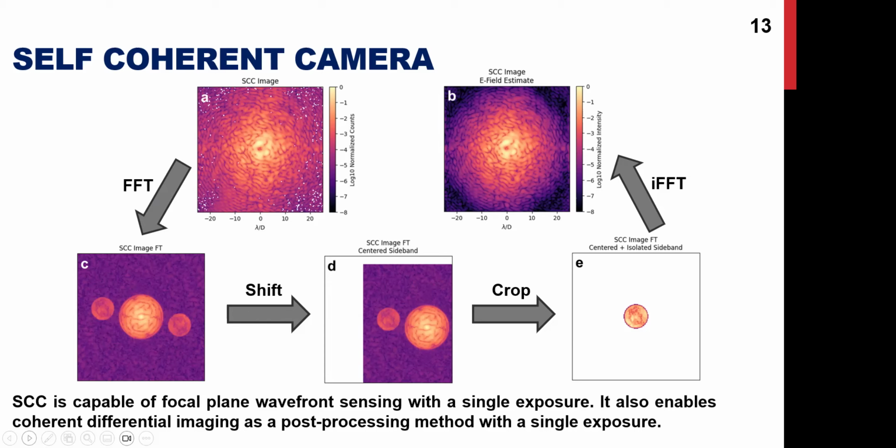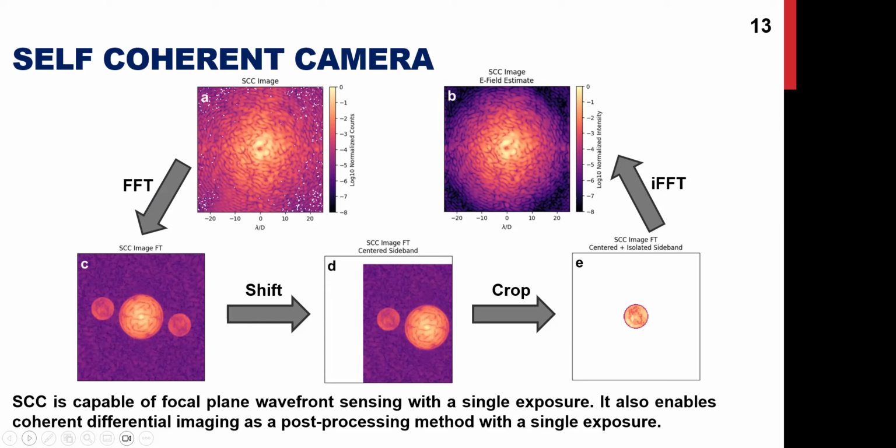Oh, and also worth noting that a self-coherent camera enables coherent differential imaging as a post-processing method, again with a single exposure. And that is because, and this is sort of where the coherent in self-coherent camera comes in, that off-axis starlight that comes in is going to interfere with your speckles. However, it is not going to interfere with any planets or disks that are there. That's because the starlight is going to be coherent with itself, but it's not going to be coherent with a planet or the disk. So if you're able to estimate the coherent portion of the image, aka your residual speckles, your OTF also contains the rest of everything else that's in your image.